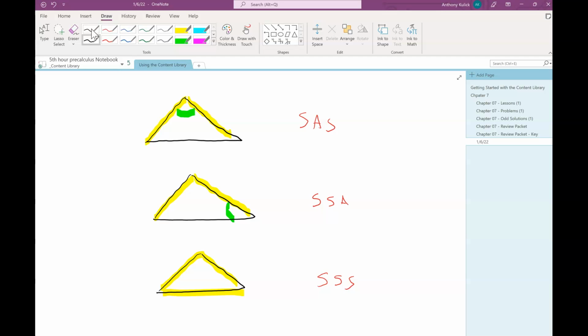Okay. Do we feel pretty good about picking these situations out visually? All right, so let's go ahead and look at some specific examples now and start using the law of sines and law of cosines to do some stuff. Sound good?